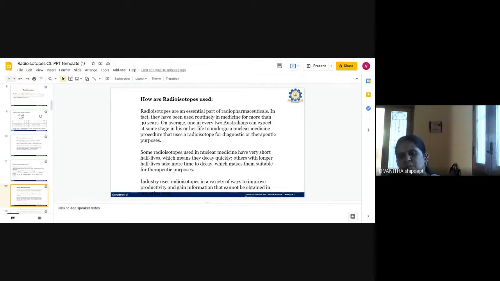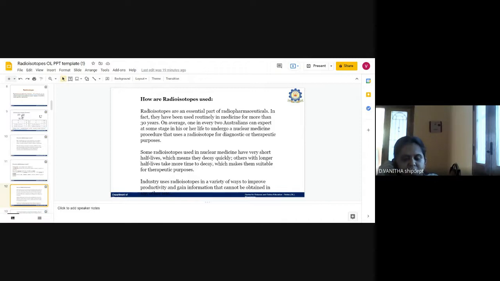Some radioisotopes used in nuclear medicine have a very short half-life, so they decay quickly. Others with a longer half-life take more time to decay, so they stay in nature for a long time. That type of isotope is only used for therapeutic purposes.